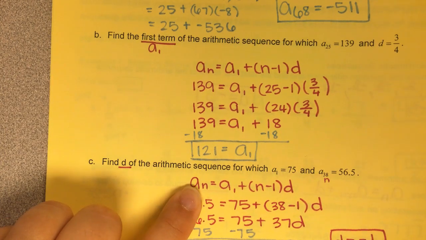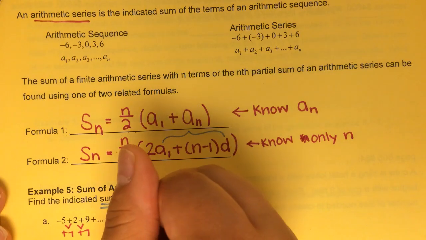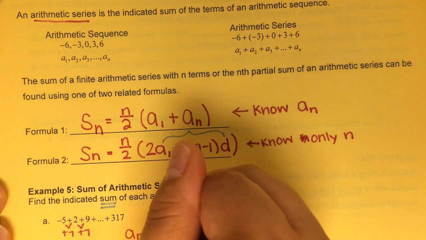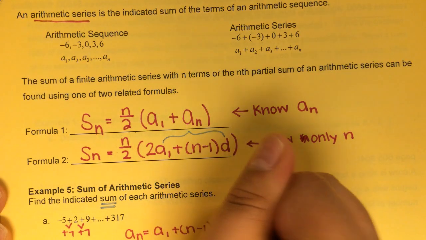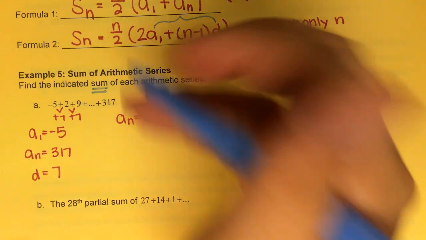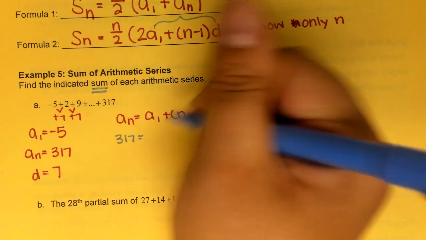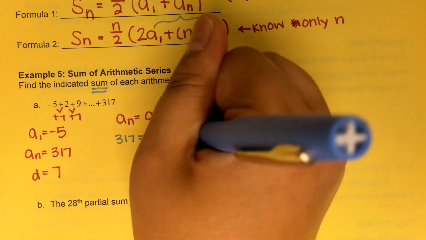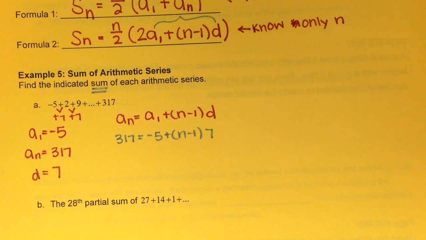Plug it into the equation we did over here. So that equation is A of N equals A of 1 plus N minus 1 D. Why would you ever use formula 1 if you only need to know N for formula 2? I'll show you right after this. So now I'm just going to plug in everything I know. I know A of N is 317. A of 1 is negative 5. I'm going to show you how you can do both and you get to choose.